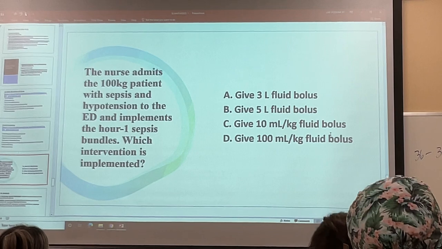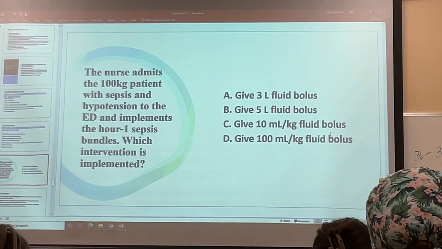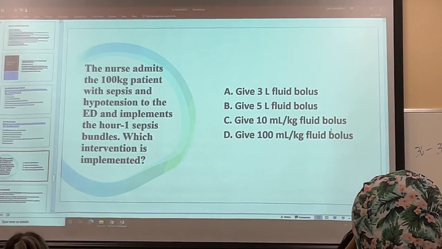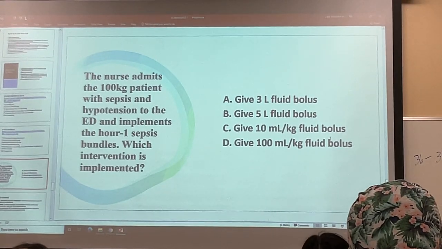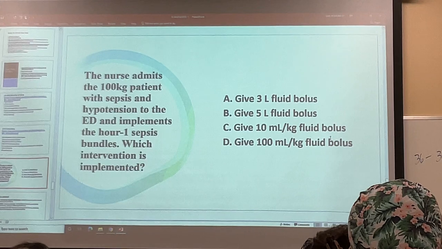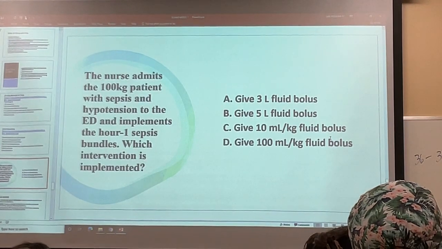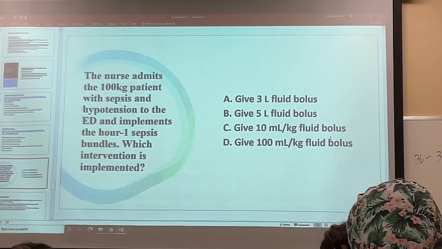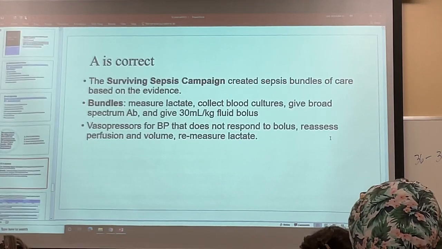So here is a test question. The nurse admits a 100-kilogram patient with sepsis and hypotension to the ED, and they're going to implement the one-hour bundle. Which intervention is implemented? A. Why did you say A? 30 milliliters per kilogram for the bolus. Okay, that gives us 3,000 milliliters, and we convert that to 3 liters. Awesome, you applied that very well.